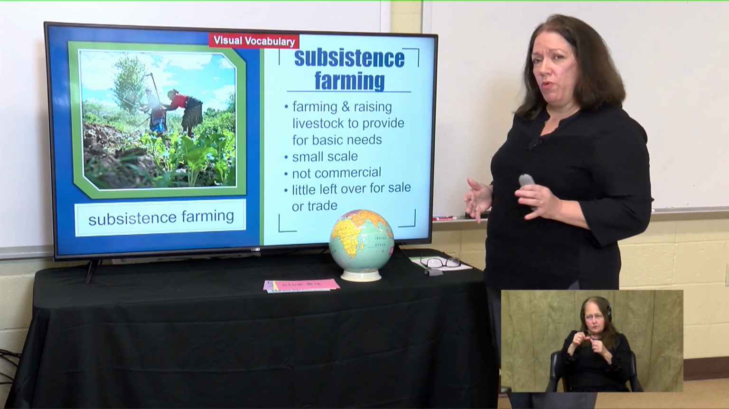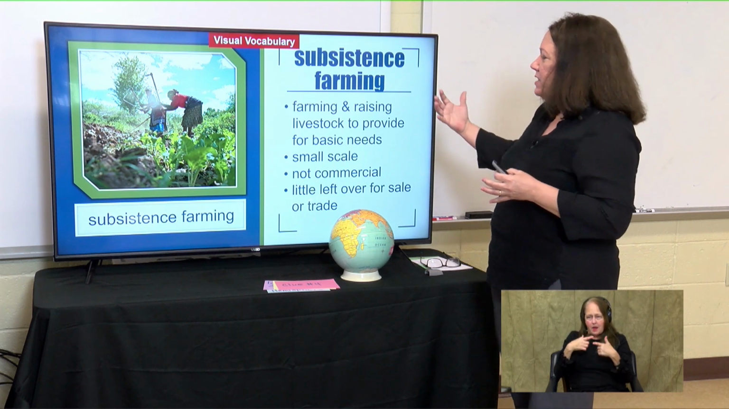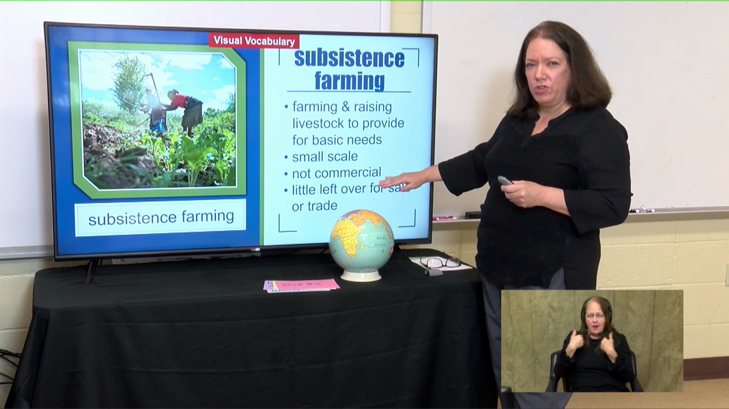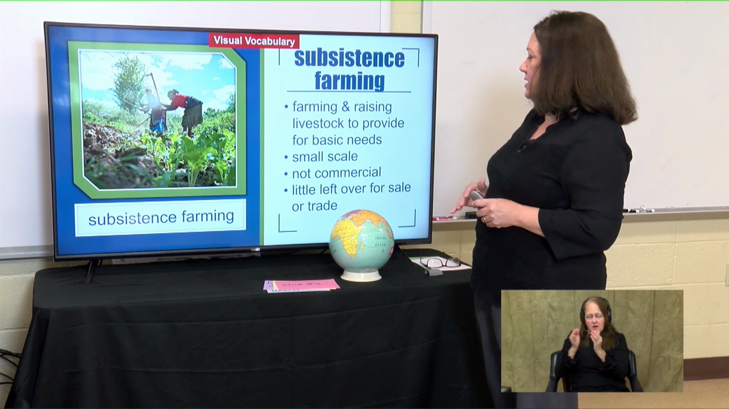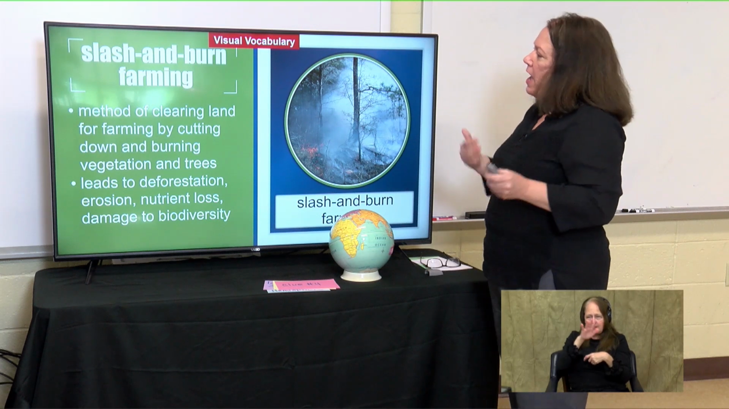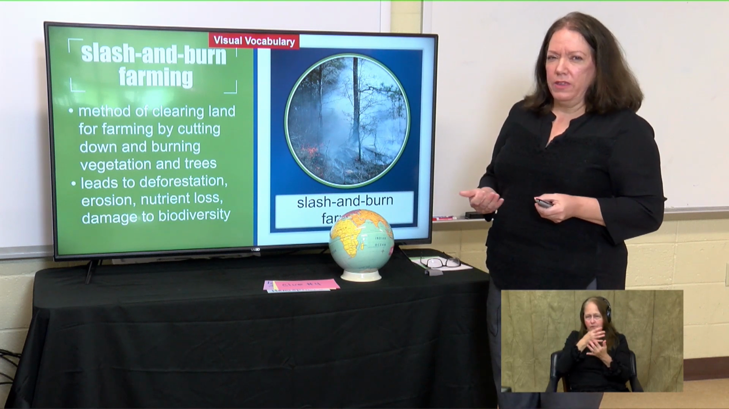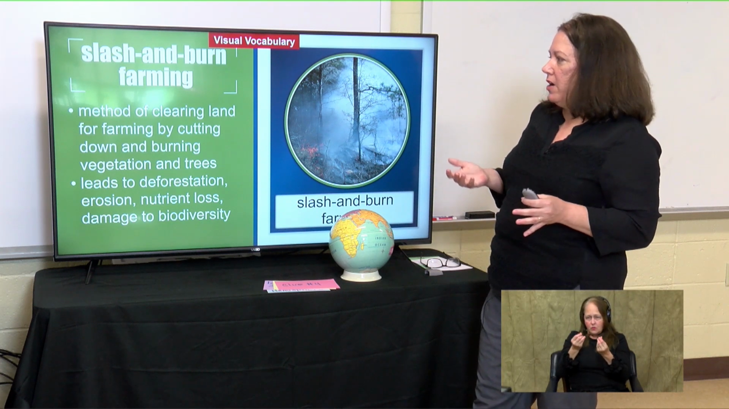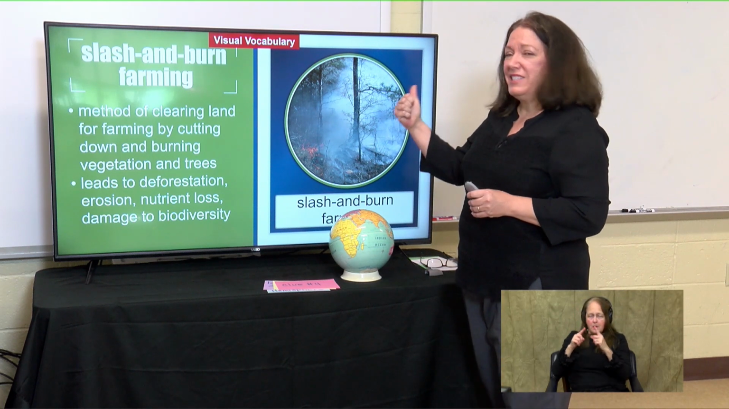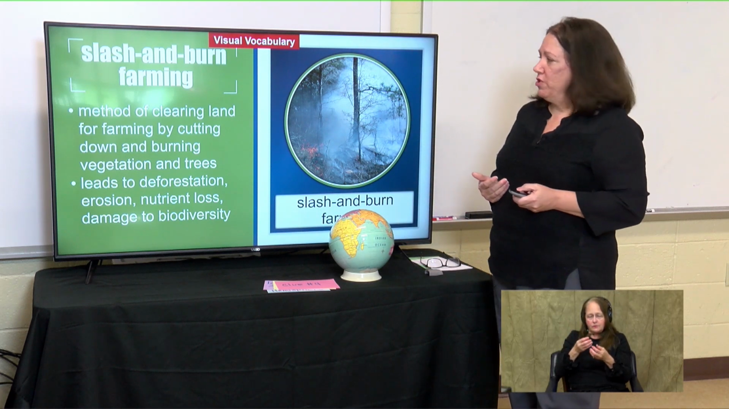Subsistence farmers. Remember what that definition is. That's farming to keep your family alive, raising livestock to provide for your basic needs. This is small scale, it's not commercial, and you have typically very little left over to sell or to trade. So that's the type of farming you see widely in Africa. One of those techniques, unfortunately, is called slash and burn farming. This is a method of clearing the land by chopping down the vegetation and trees and then burning them. Unfortunately, what that leads to is deforestation, soil erosion, nutrient loss, and other things that damage the biodiversity of sub-Saharan Africa.